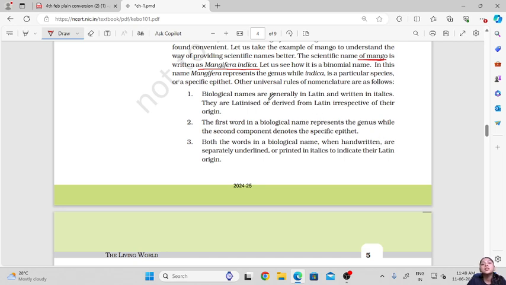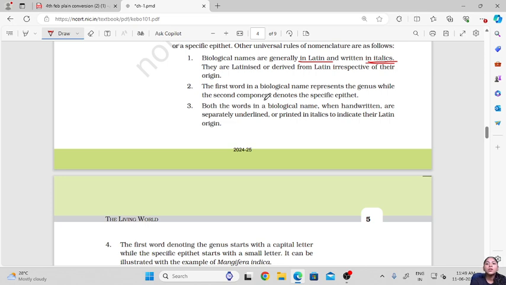So now there are certain universal rules of nomenclature which are to be followed whenever we are naming an organism, or whenever we are writing these names. So the biological names are generally in Latin. They are of Latin origin irrespective of where these organisms come from. Then they are written in italics. So the first word in the biological name represents the genus, while the second component denotes the specific epithet or the species.